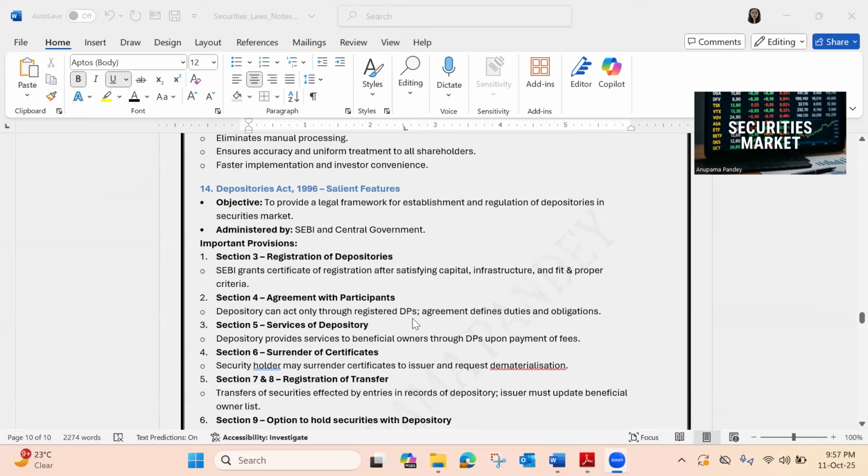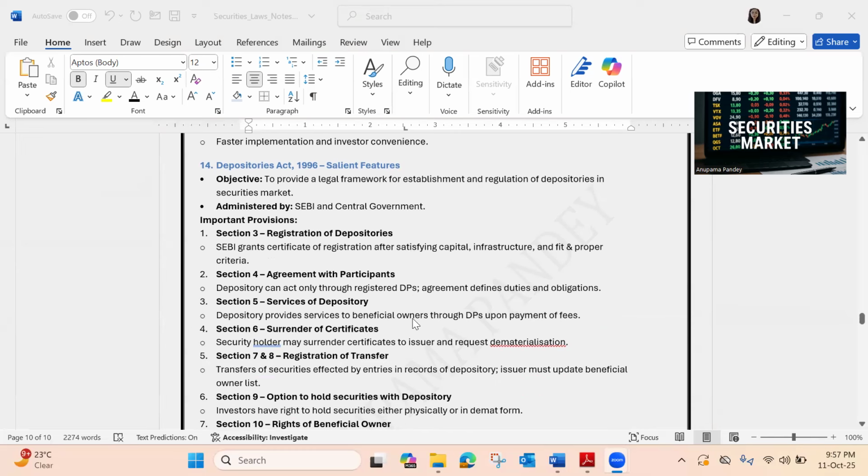Now, we have already read about the structure of issuer, then depository and depository participant, and how the role of each of these participants is crucial. So, what is the act regulating them? Okay, so it is the Depositories Act 1996. So, what are the salient features of this act? That is to provide a legal framework for establishment and regulation of depositories and securities market. It is administered by SEBI for sure and the central government.